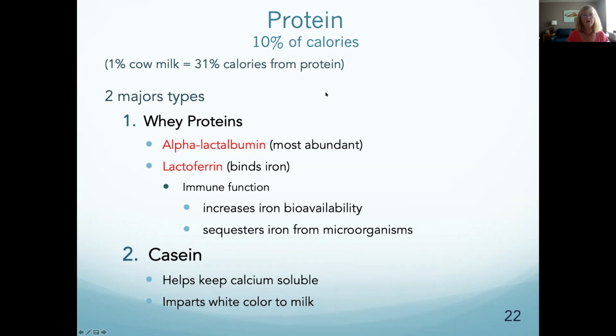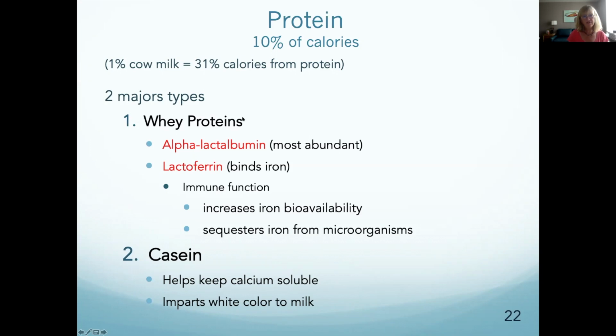Okay, so protein is only 10% of calories in breast milk, and look at cow milk. They're so different. Cow milk is not made for human infants. The thing about human infants is we don't move for a long time. Basically the first year you grow a brain. Cows get up and start moving around. So we just have different nutritional needs.